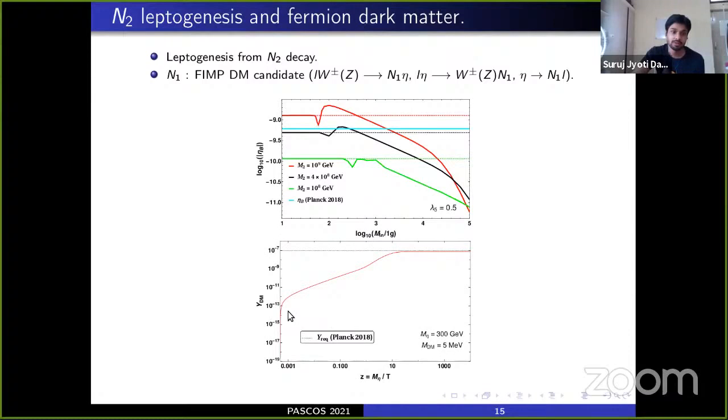And here we have shown the evolution of the comoving number density of dark matter. Here we can see that the freeze-in is happening. The freeze-in basically happens when the number density of the parent particles, which are the W plus and Z, becomes Boltzmann suppressed. Then this freeze-in occurs.